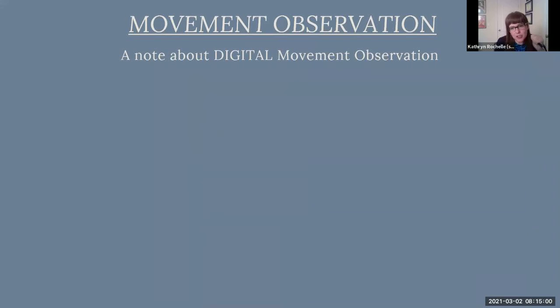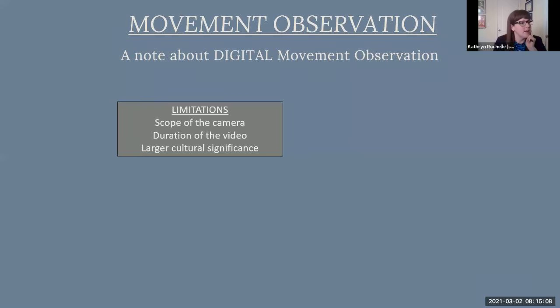So today we're doing digital movement observation, which is different from being there in person. So we just have to talk about the pros and cons real fast. We are limited by the scope of the camera, right? We can't see anywhere that the little lens doesn't look at. So we can't see what's going on behind the camera, or what's going on around the corner of that building over there. And we're also limited by the duration of the video. Today we're only watching 2-minute clips. So we really don't get a sense of the full event. And because of that, we are going to miss out on some of the larger cultural significance.